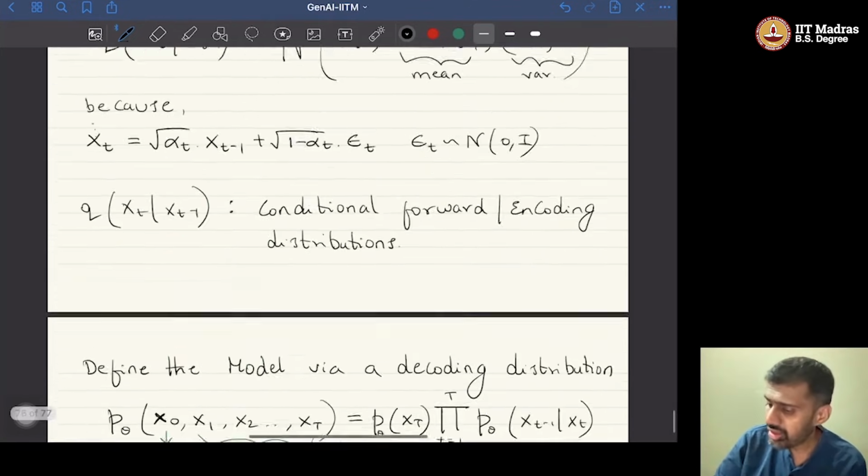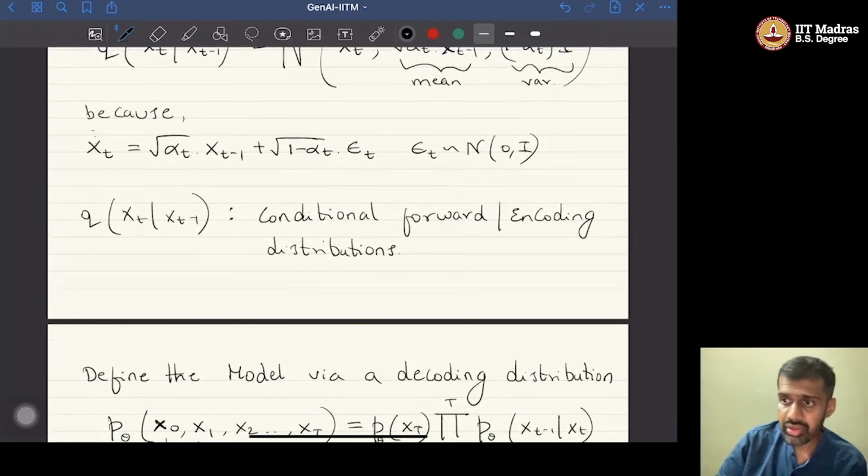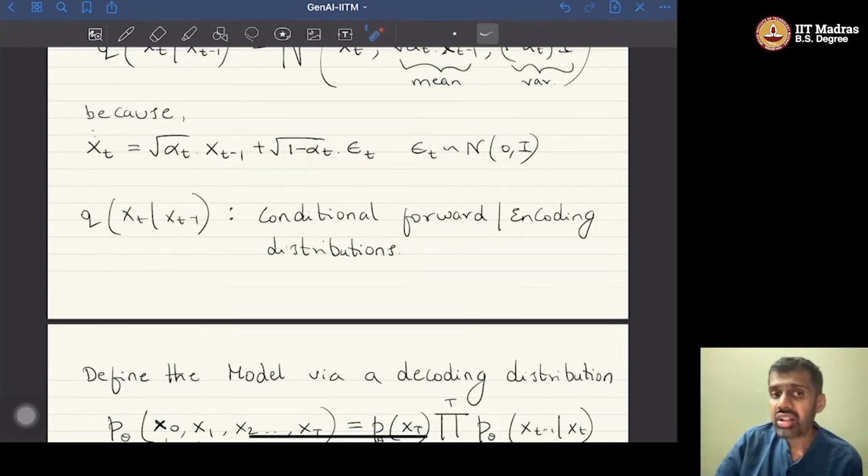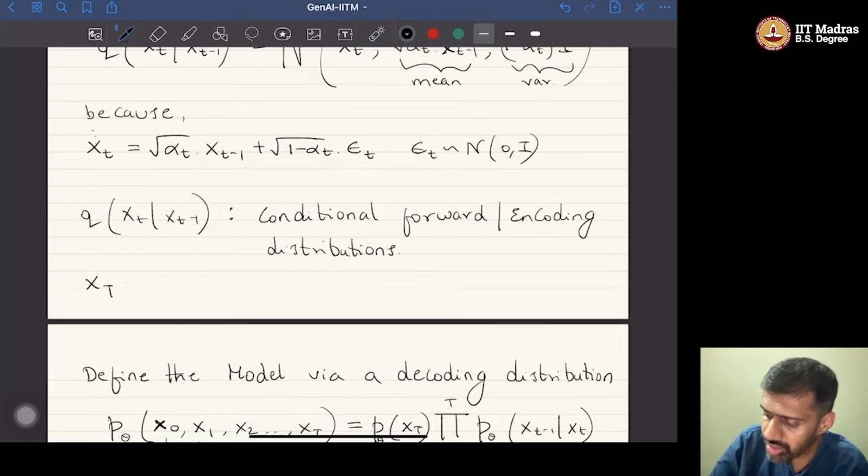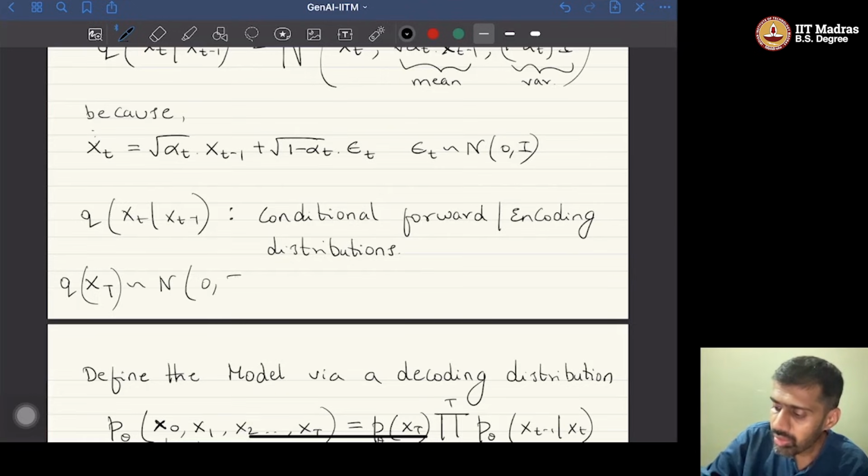There's one other thing that was not covered here. One can show that if one defines a Markov chain this way, as in the definition of the forward distribution, the distribution of xt, which is q of xt, the distribution of the final random variable, can be shown to be equal to normal 0, 1. This is called the stationary distribution of the Markov chain.